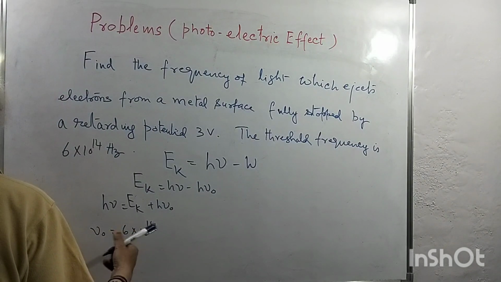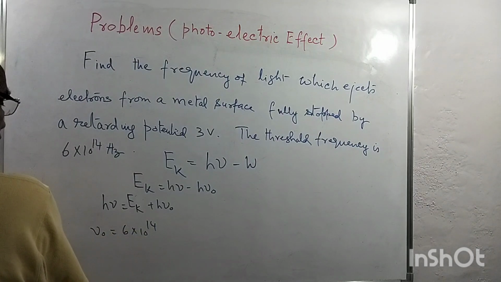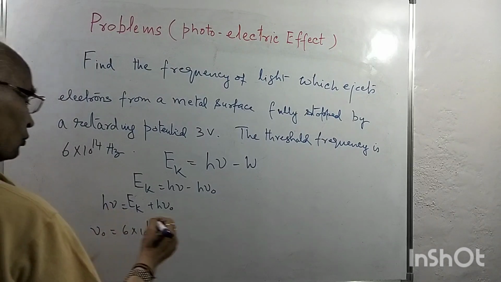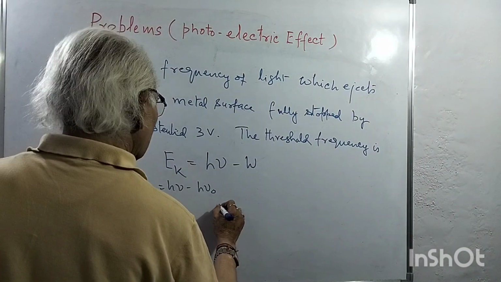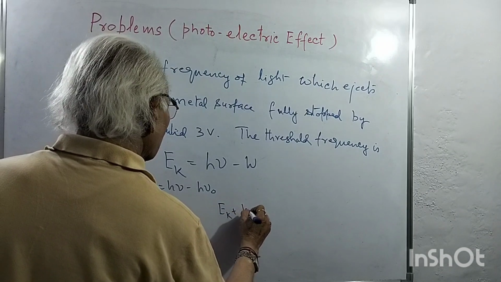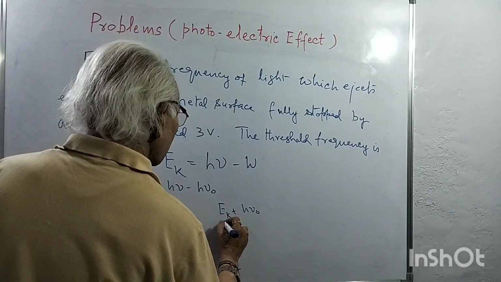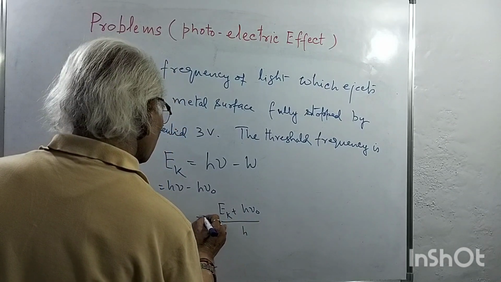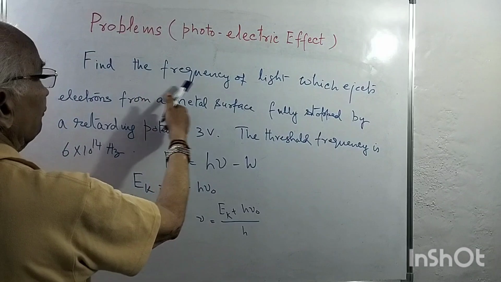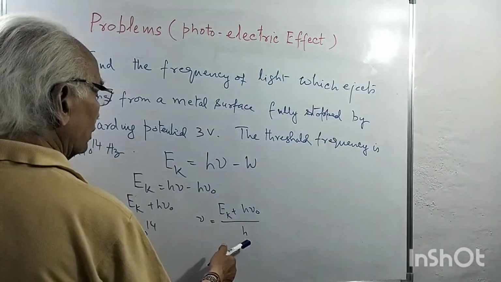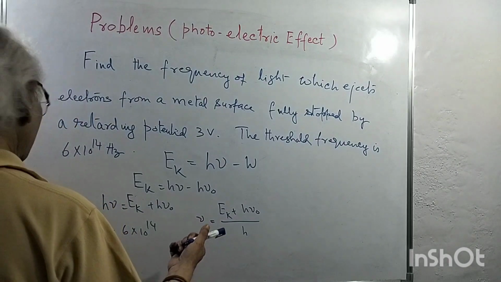From this you can see what the unknown value is. You want to get nu. So EK plus h nu naught divided by h is equal to nu. They ask to find the frequency of light. So nu is equal to EK plus h nu naught over h. That you can find out.